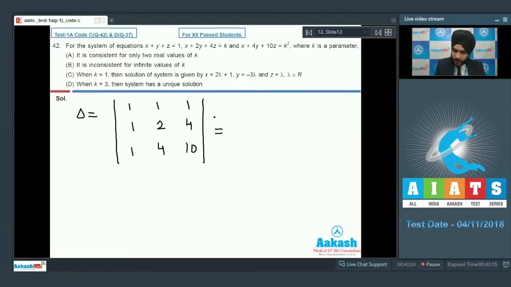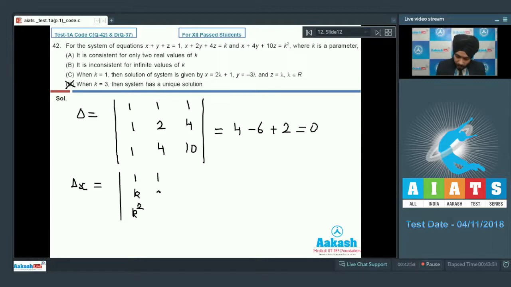The value, expanding along row 1, is 6, 20 minus 16, 4 minus 1 into 6 plus 1 into 2. That means delta equal to 0. Delta equal to 0 means it will either have no solution or have infinite solutions. Option number D goes wrong straight away. Delta x: replace the coefficients of x by the constant terms. 1 k k square, 1 2 4, 1 4 10.